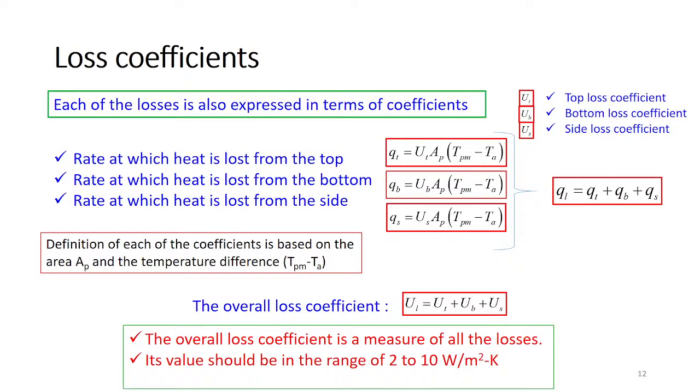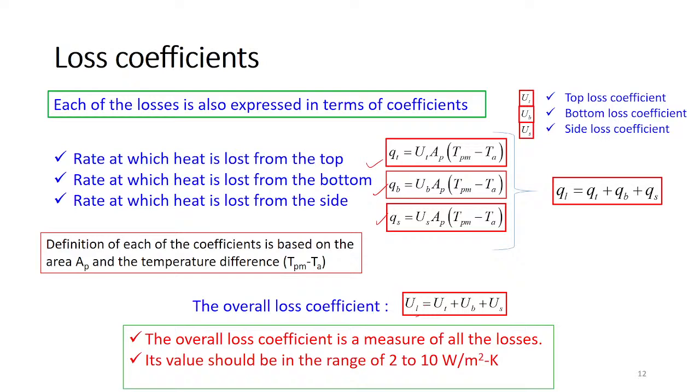So that's what it is. Shown like this, UT, UB, US are the top loss coefficient, bottom loss coefficient and side loss coefficient, and the rate of heat loss from the top, bottom and sides can be expressed as shown here. Finally, we can calculate the overall loss coefficient, which is UL equal to UT plus UB plus US.